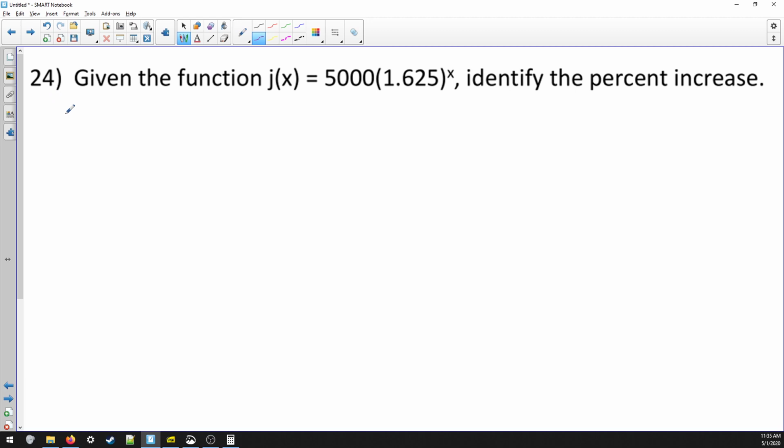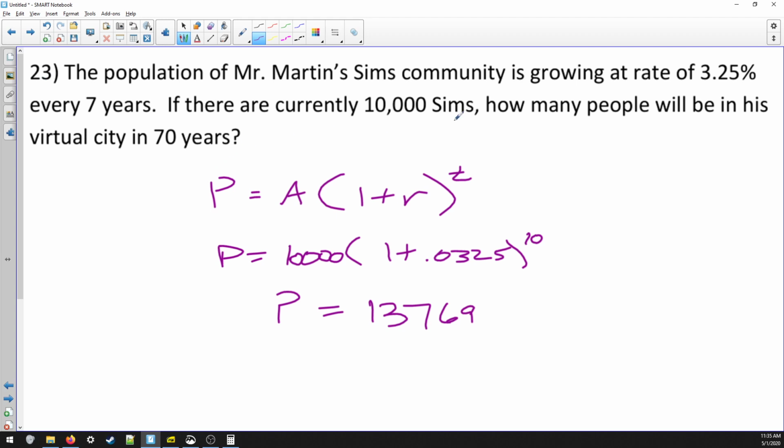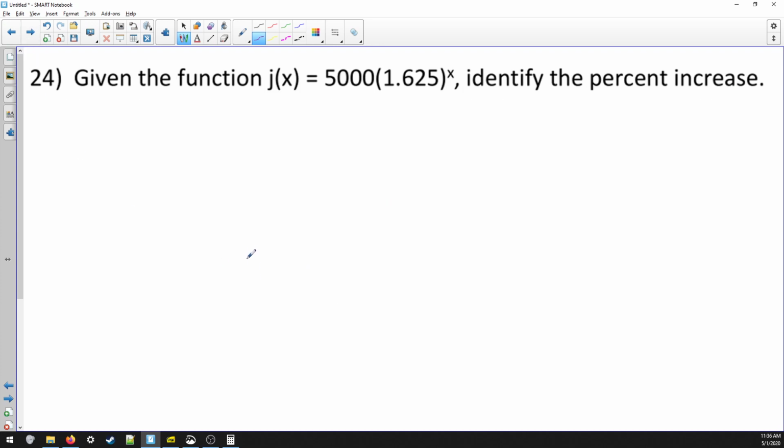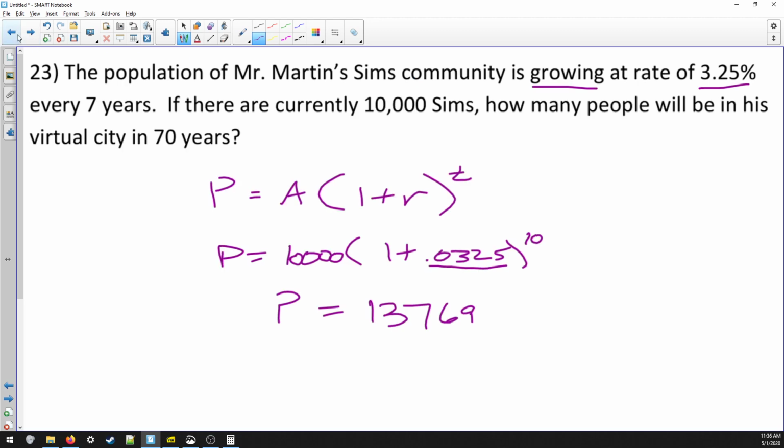Okay. Last problem says, given the function j of x is equal to 5,000 times 1.625 to the x, identify the percent increase. So I'm going to go back to the previous problem. The previous problem said our rate of increase, because I was growing, was at a rate of 3.25%. In that case, this number right here, the R value, is the rate of increase. So when I see a problem that looks like this, what is the rate of increase, the percent increase? It's going to be the decimal, right?